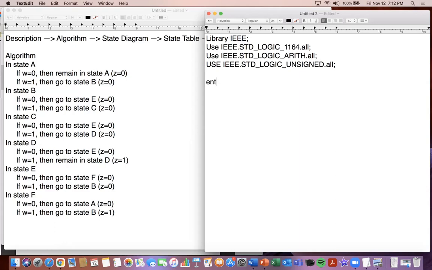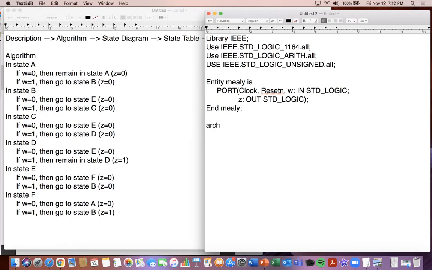And then entity, and this is Mealy, I'll call it, is, and then remember you have a port. You're gonna have your clock, you're also gonna have your reset N, because those go into the flip-flops. And then for a Mealy type, you're gonna have input W, and it can either be 0 or 1, so it's standard logic. You're gonna have output Z, which is standard logic. And you're gonna end Mealy.